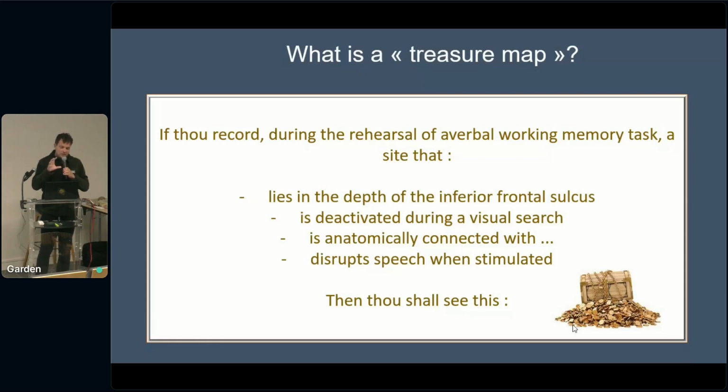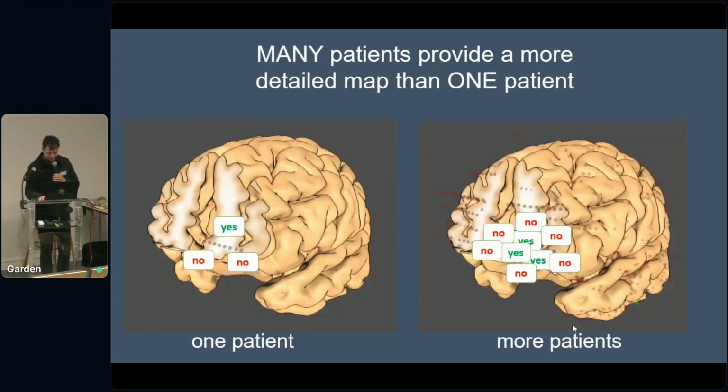That means that you try to be as precise as you can in the definition of the region that you should record from to find this effect. And then you start understanding something. If you don't get that information, if you just say, okay, you're in the inferior frontal gyrus, boom, okay, then of course you will get a huge variability. Some sites will show the response, some others won't. But if you give more and more details, then you expect to get something that's more and more robust. So that's the idea of a treasure map.